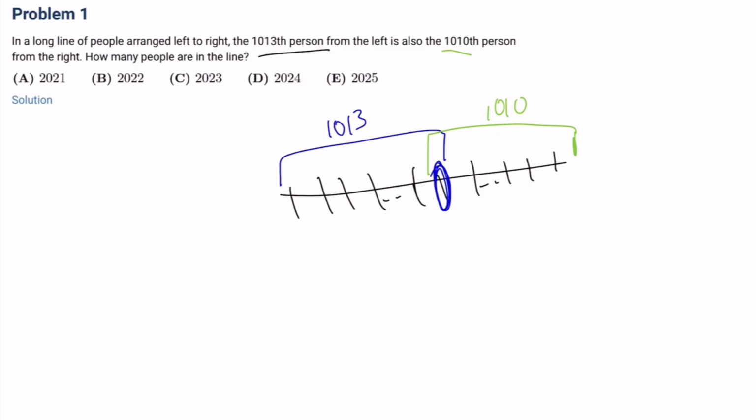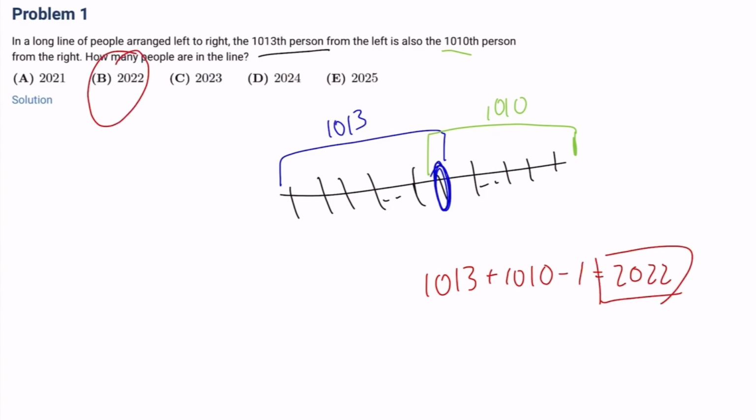Obviously, that's this much, 1013, plus this much, 1010, minus this one person, because he's counted twice. So it's 1013 plus 1010 minus 1, which is 2022, and that is our answer, B.